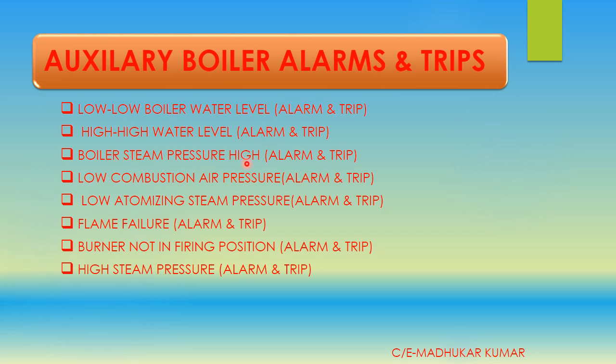Boiler steam pressure high is going to create a critical problem, and maybe your safety valve will also lift. The high steam pressure alarm will come, and the boiler will automatically shut down as well, so alarm and trip. Low combustion air pressure, alarm and trip. Low atomizing steam pressure, alarm and trip. Flame failure: if for any reason flame failure happens, it will give you an alarm and trip. Burner not in firing position: that means the burner is not correctly in firing position, so alarm and trip. High steam pressure, alarm and trip. So this is also a part of it.